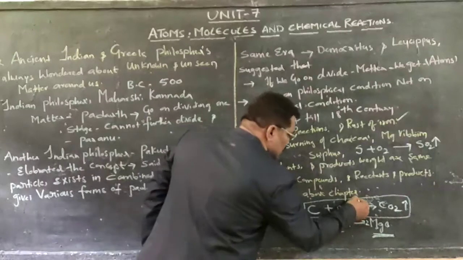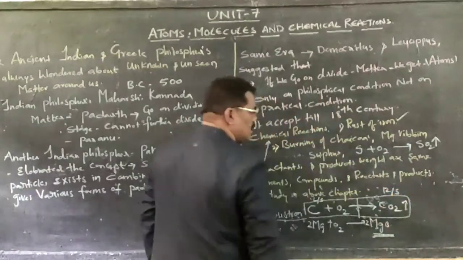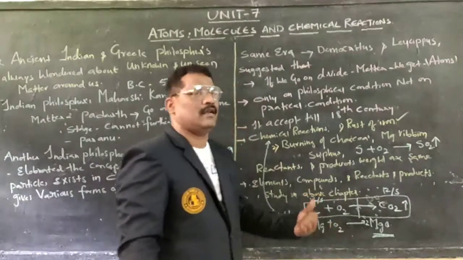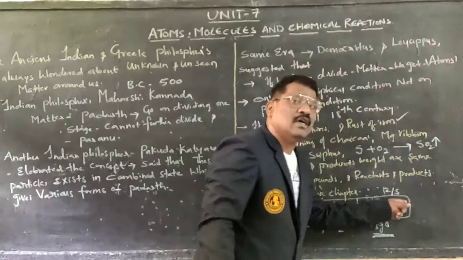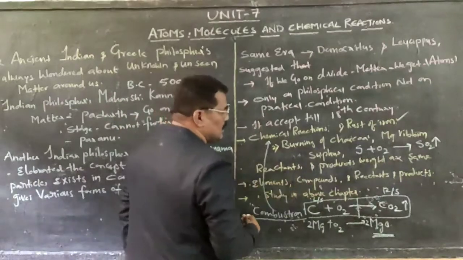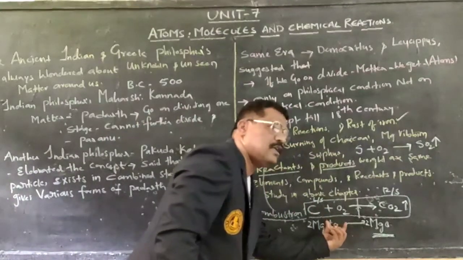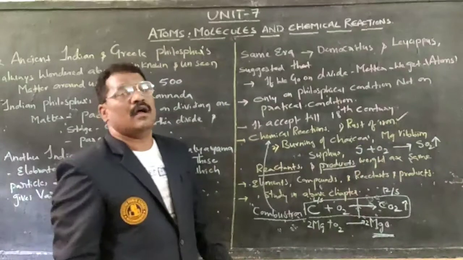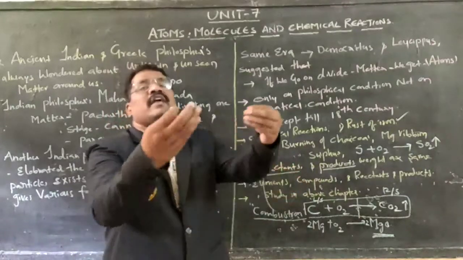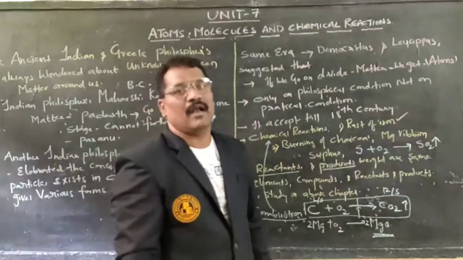Within that, we have two kinds of substances. Towards the left side, substances exist, and towards the right side, substances exist. The substances on the left side we call reactants, and the substances on the right-hand side we call products. We are going to study reactants as well as products. If you weigh the reactant side, will it be equal to the product side? We can study that also. If it is not equal, we can balance that chemical equation.